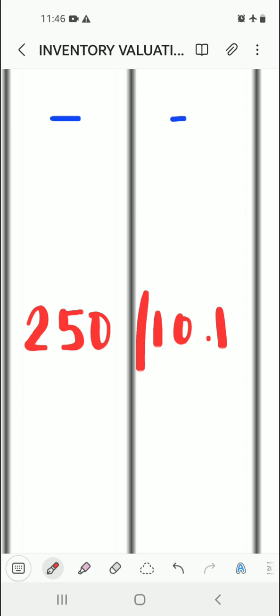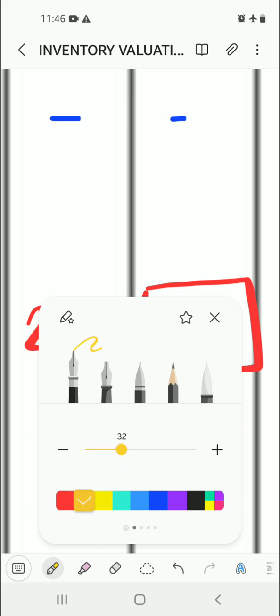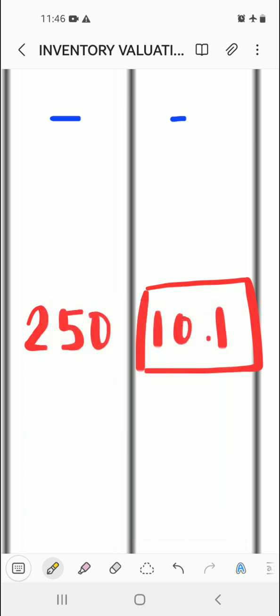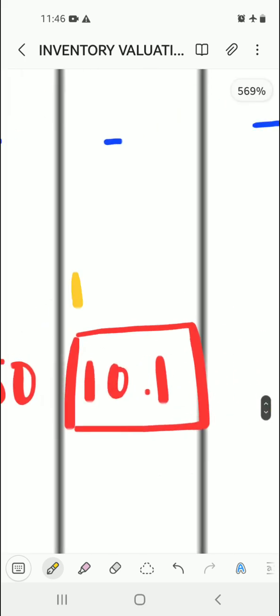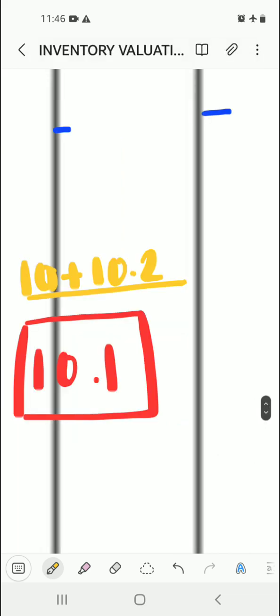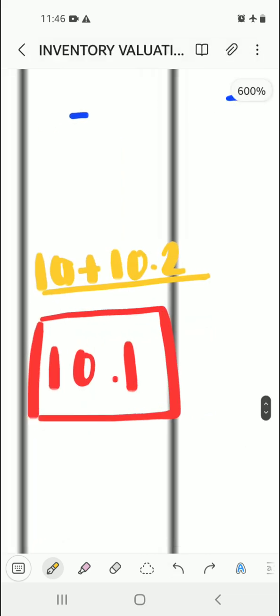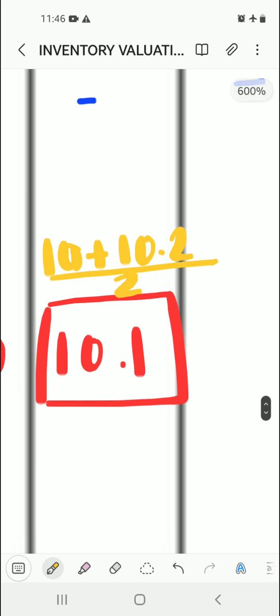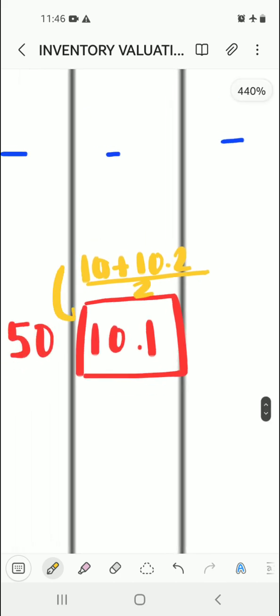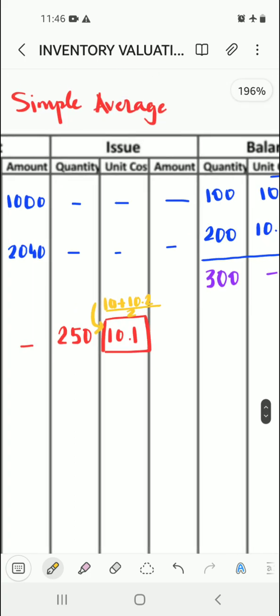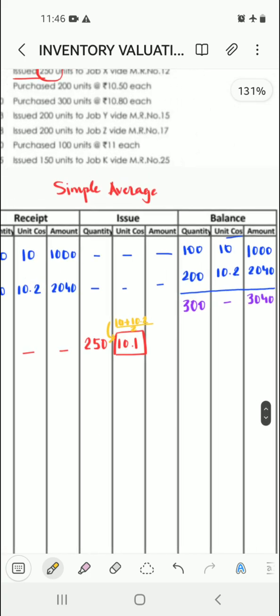How did we get this 10.1? We got it by adding 10 and 10.2 and then dividing the whole thing by 2. Once you do it, you get this number. This is just a working that I've shown over here.